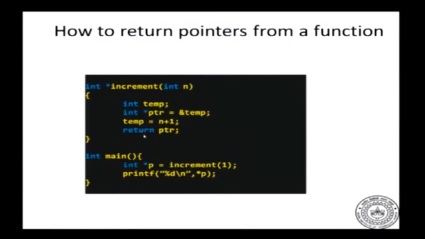You do not need a function to do this, but this illustrates a point. I have a main function in which I have an integer pointer p, and I will make it point to the return value of increment 1. The increment function takes an argument, increments the value, makes a pointer to the incremented value and returns that pointer. We will see a pictorial representation in a minute.